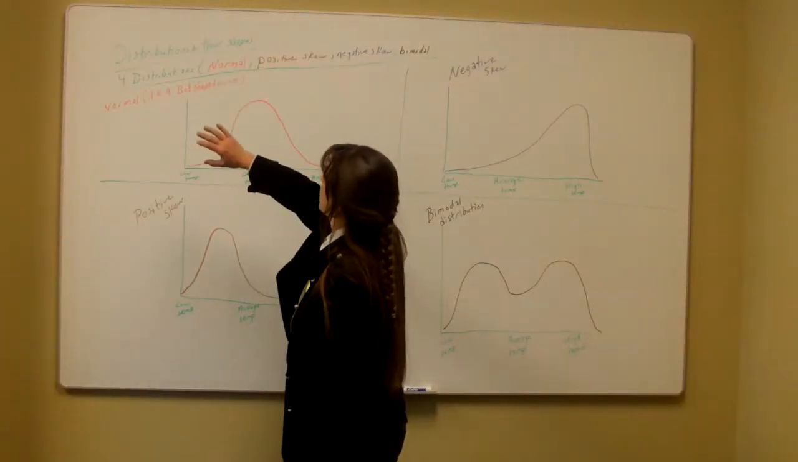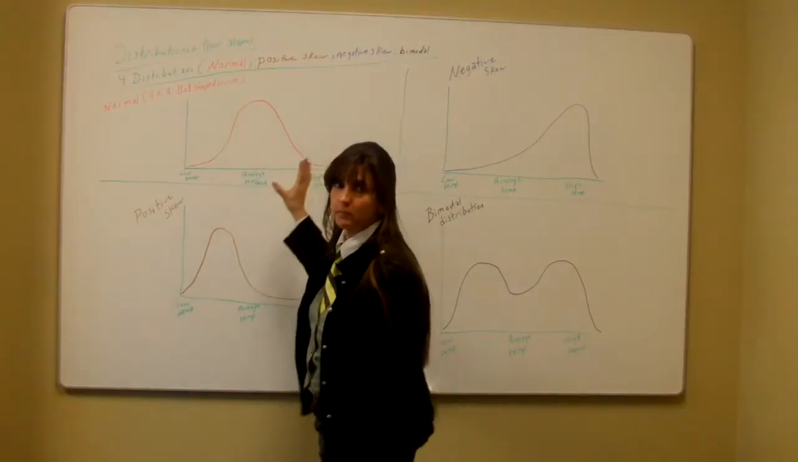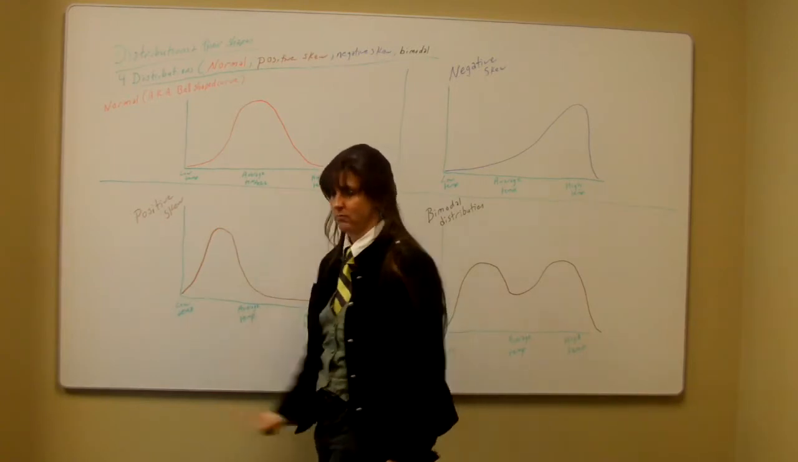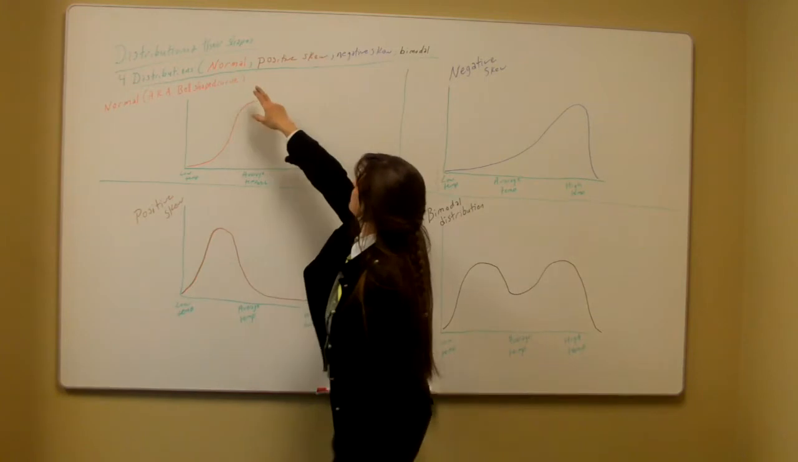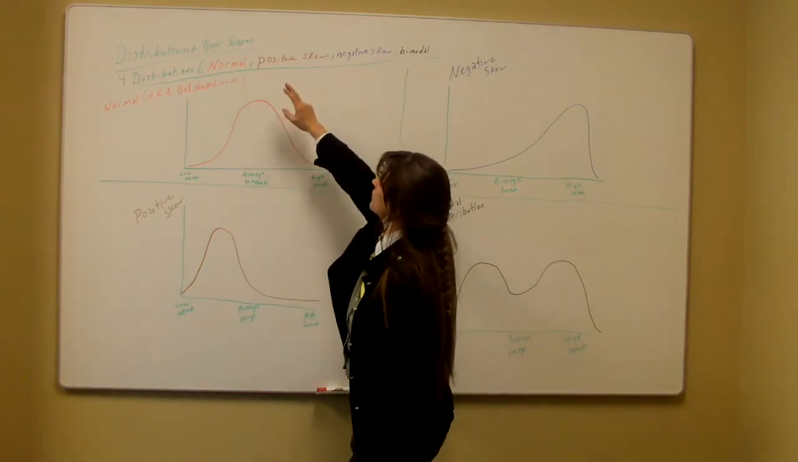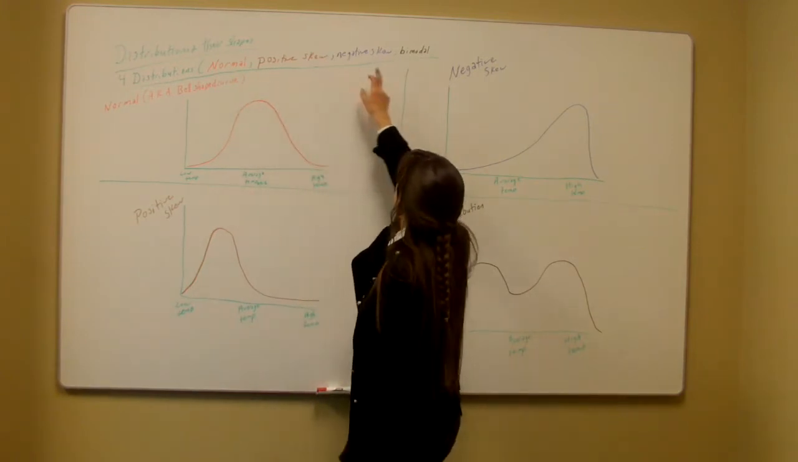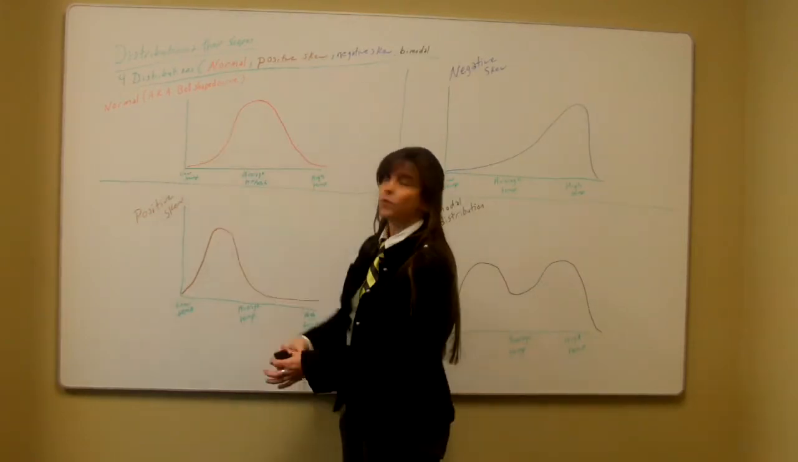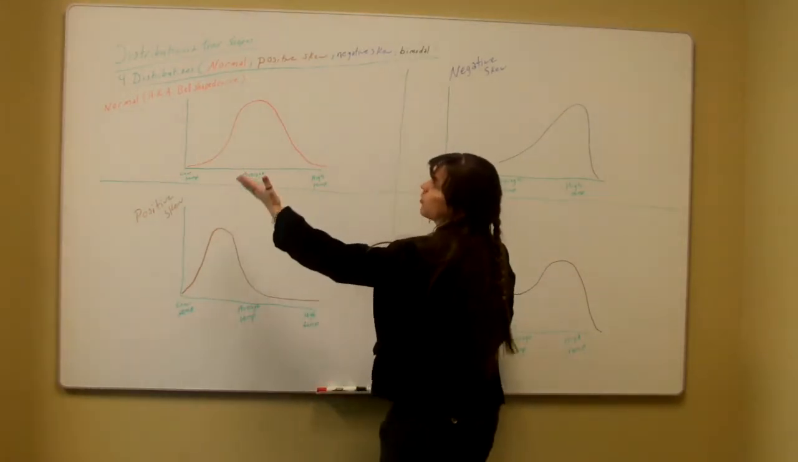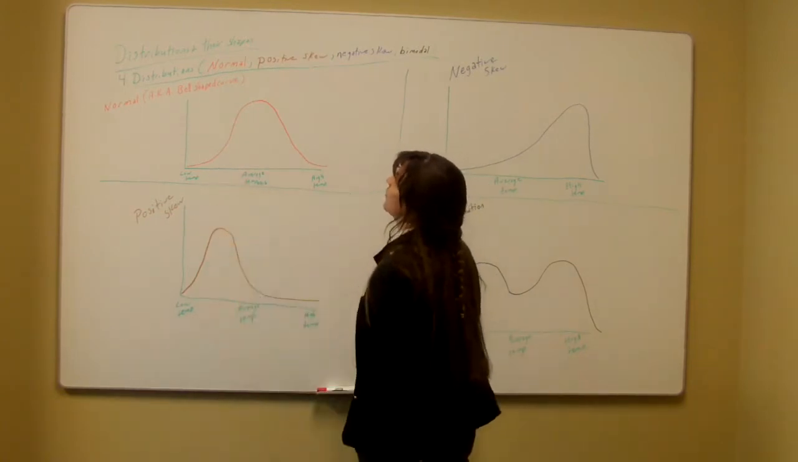We're going to talk about, remember we were talking about distributions and their shapes. These are the shapes, the four. There's four: we have the normal, which is also called the bell-shaped curve, the positive skew, negative skew, and bimodal. Here on the left quadrant, notice we have what's called a normal curve or bell-shaped curve.